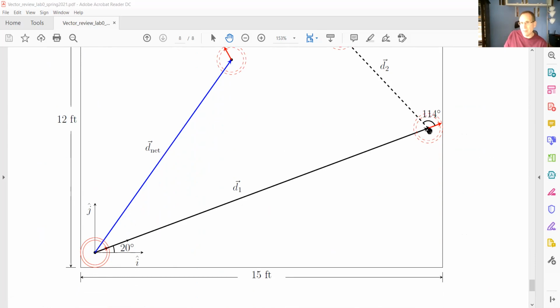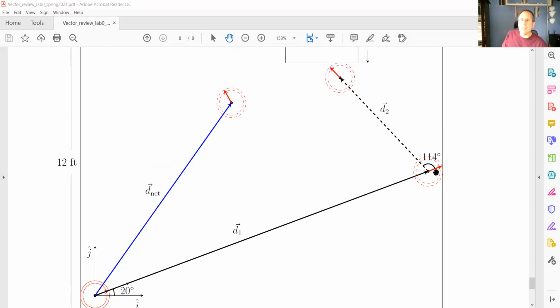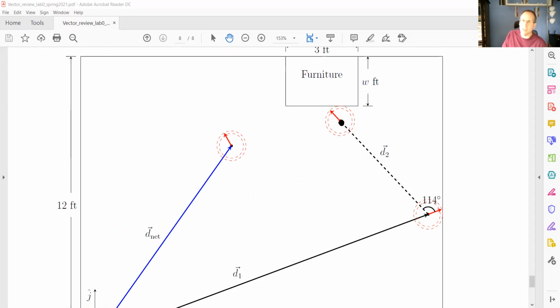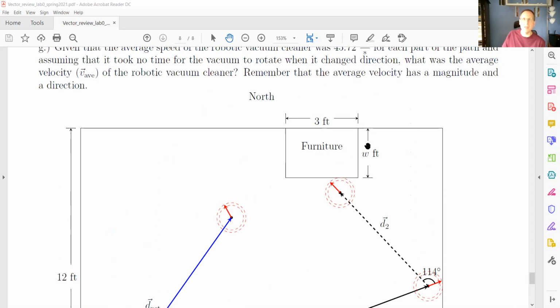So now the center right here, well, first of all, you know it's going to be 0.6 feet away from the wall, the center when it hits, because we're just tracking the motion of the center of this robot. So then what it does is it rotates 114 degrees counterclockwise, so like this, and then it's going to travel in this direction until it hits a piece of furniture. So there's a piece of furniture here.